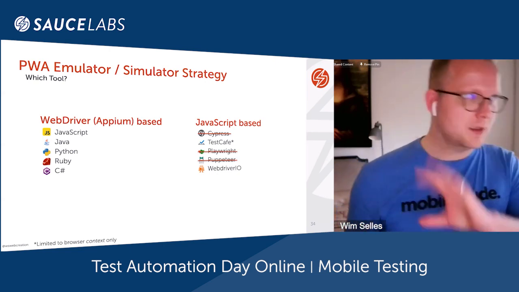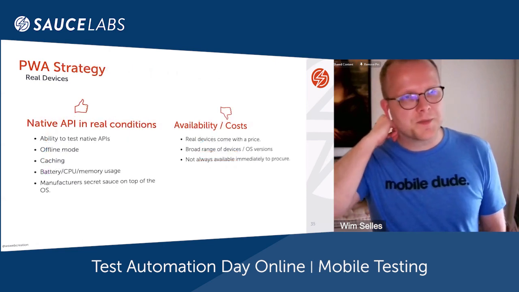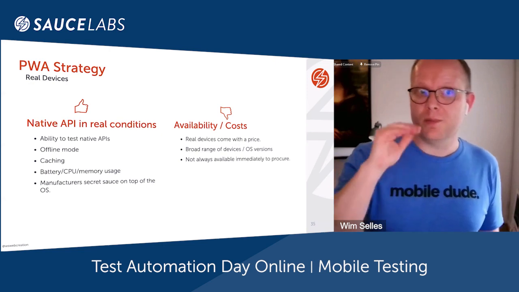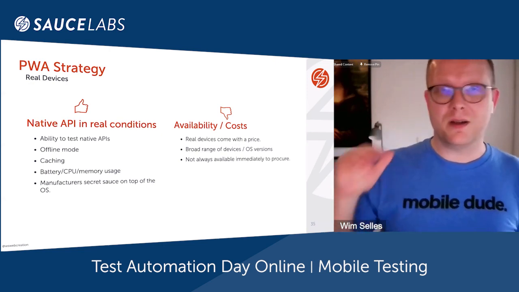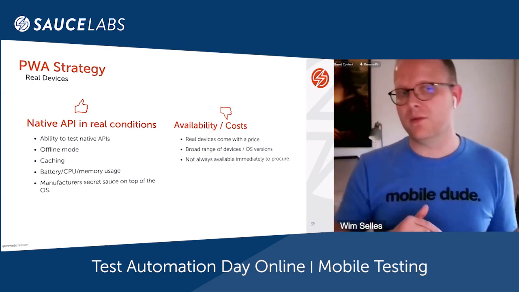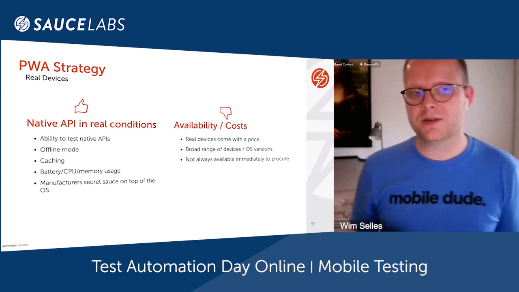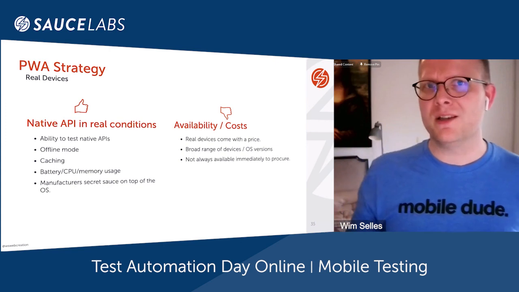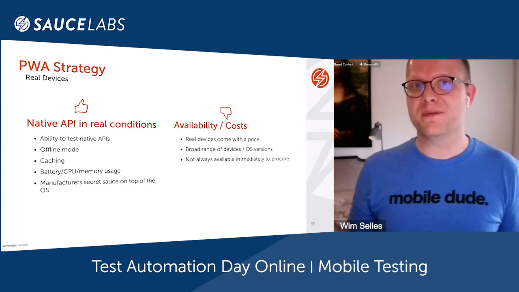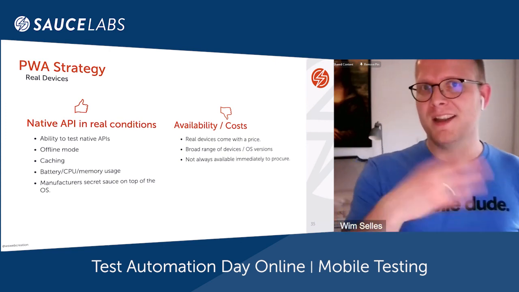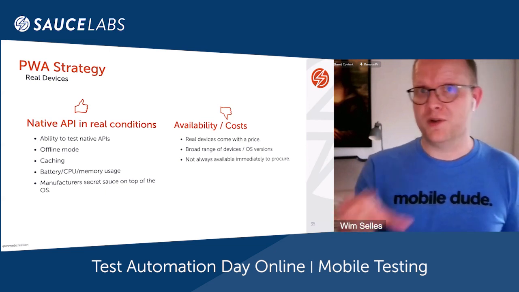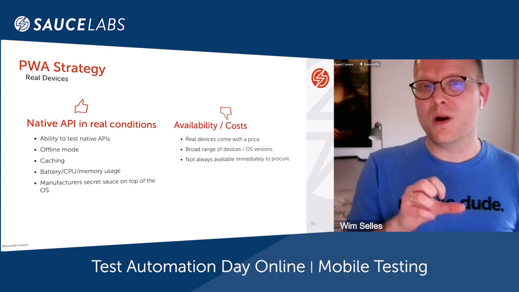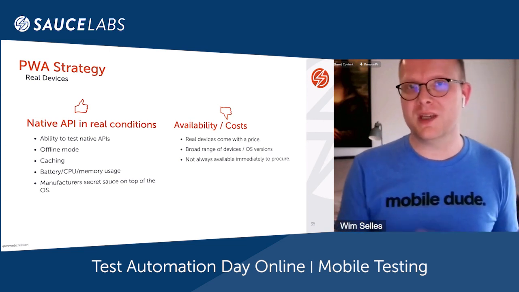But knowing this, let's also take a look at the real devices. If you would look at the pros also for the real devices, you have the ability to test all the native APIs, offline mode, caching, battery, manufacturer secret sauce. And you might be wondering now, offline mode. When I'm automating something from Android, I can use toggle Wi-Fi. That's an option in Appium. True, you can do that on emulators and on real devices, but there is no offline mode experience on simulators.